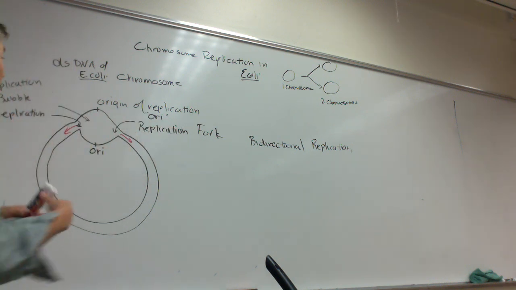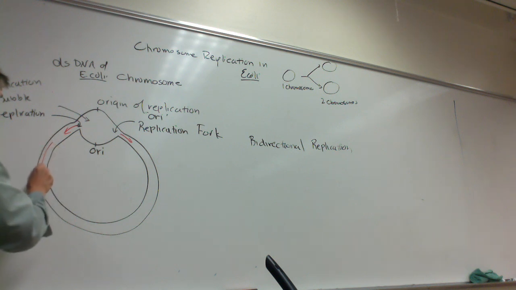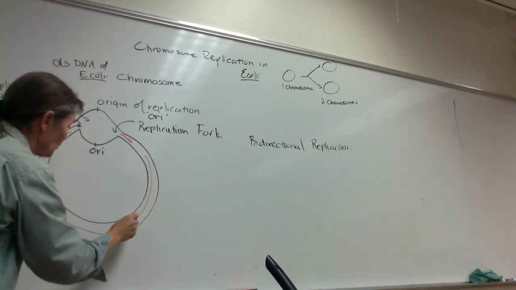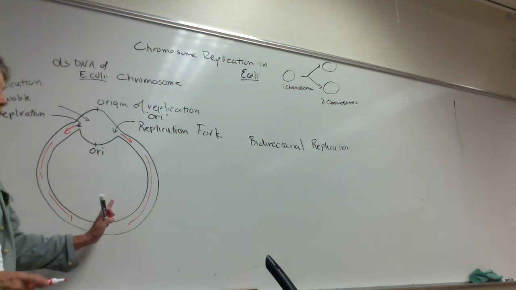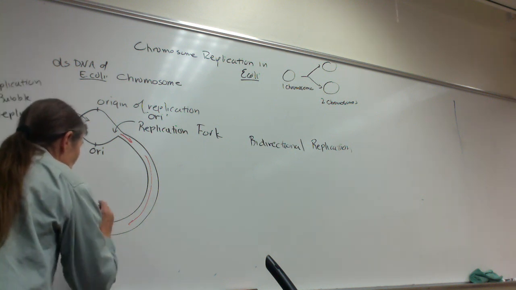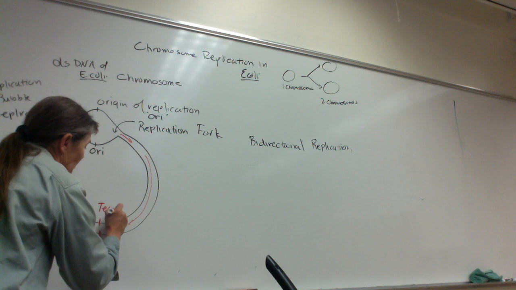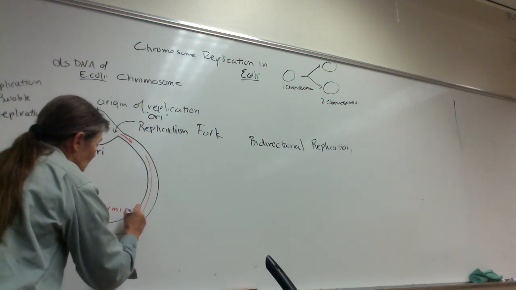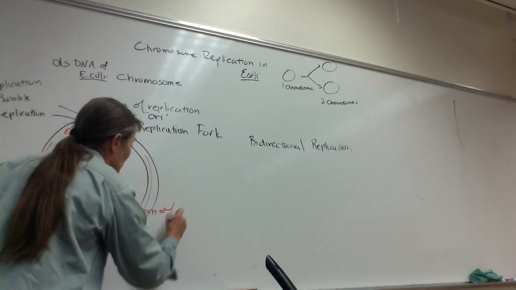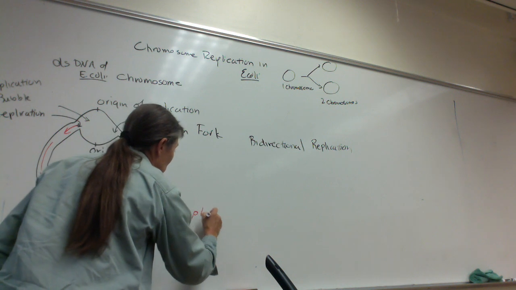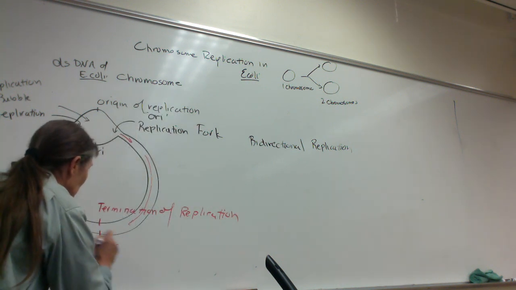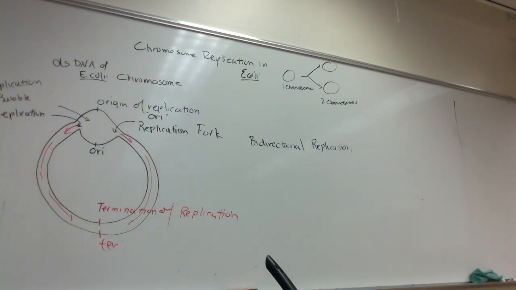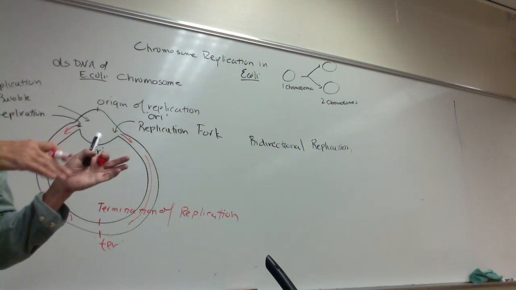So eventually, folks, the replication forks are going to work their way all the way around till about 6 o'clock, if this was a clock. And at this point, this sequence called the termination of replication, or TER, the chromosome replication is complete, and we've gone from one chromosome to two.